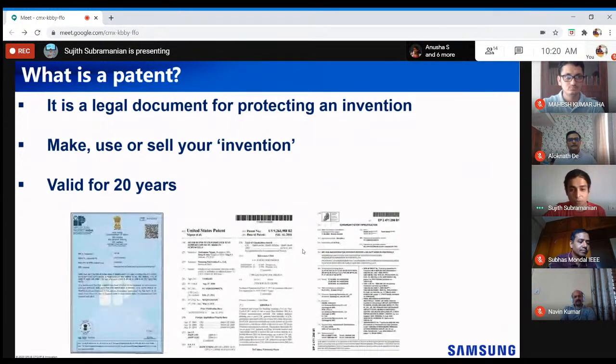Now, patent, what you can see here, these are certificates that you get from government organizations. So in India, you have the Indian Patent Office. In US, you have the US Patent and Trademark Office. And in Europe, you have the European Patent Office. And they all give certificates which says that this is your invention and this invention belongs to you. Now, like you can see, patent has to be filed in each country wherever you wish to enforce it.